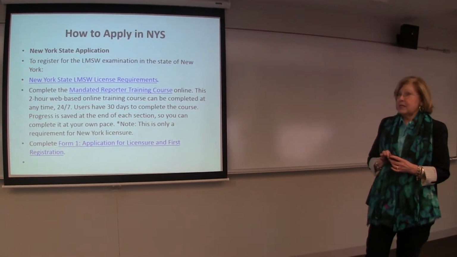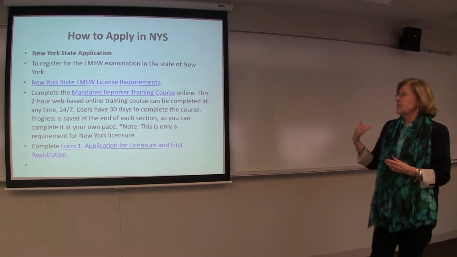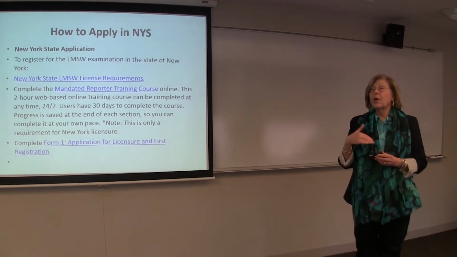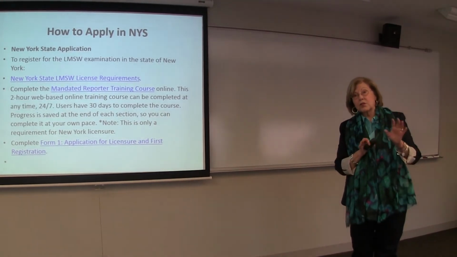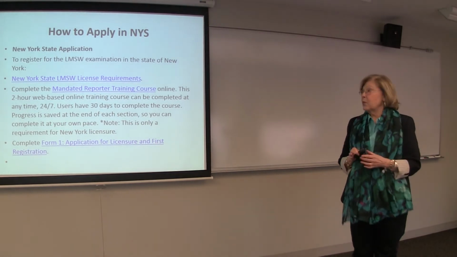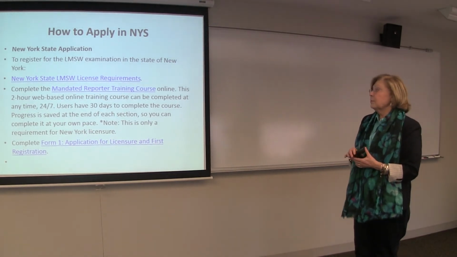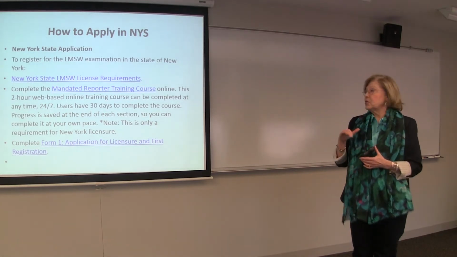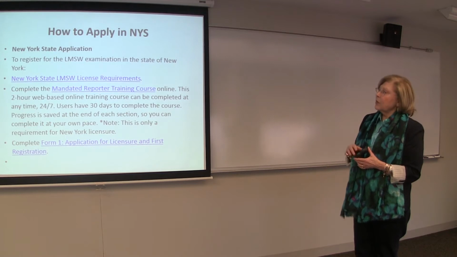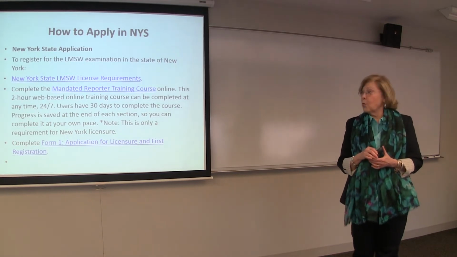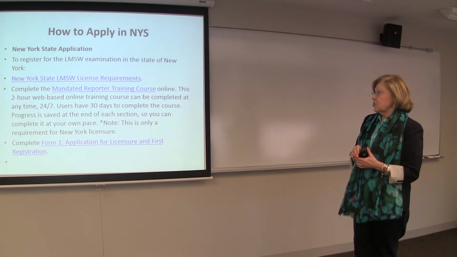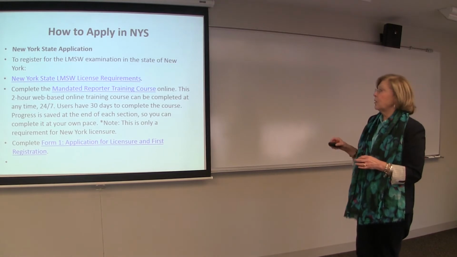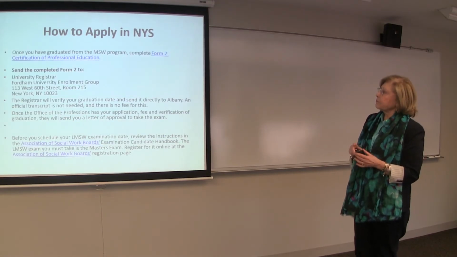You have 30 days to complete the course once you sign on and start the process. And at the end of each section, if you don't do it all at once, you can click and they will save your work. You can complete it at your own pace. As I said a few moments ago, you only need to do this one time. Then you have to complete Form 1, application for licensure and first registration. It's not renewal, this is Form 1 for your first registration.